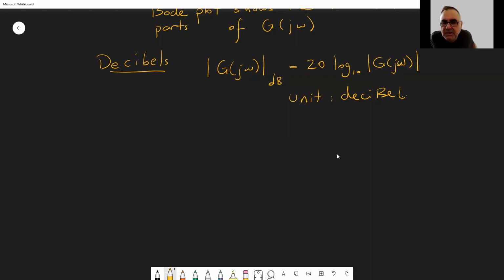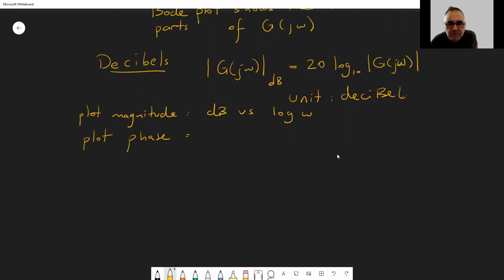If you take the logarithm of the transfer function and multiply by 20, the plot will be the plot of magnitude. Magnitude will be decibels versus, let's say, log of omega, and the plot of the phase will be phase versus log of omega. So in effect, this will be a log-log plot, and this will be a semi-log plot. Okay.